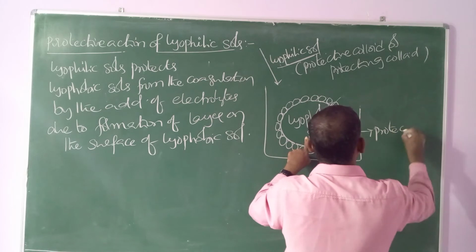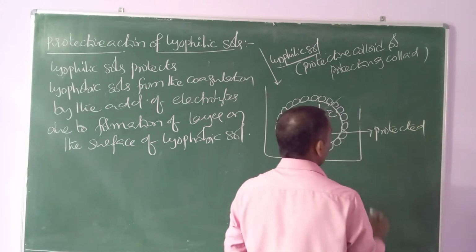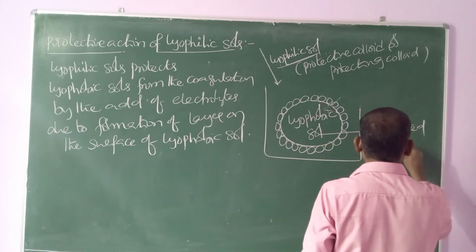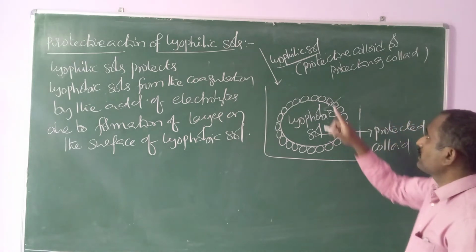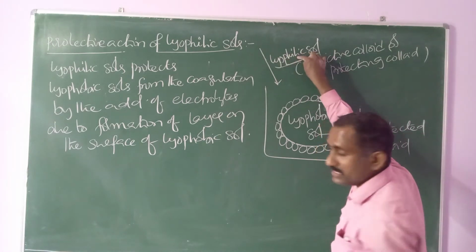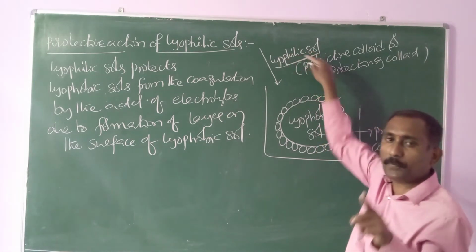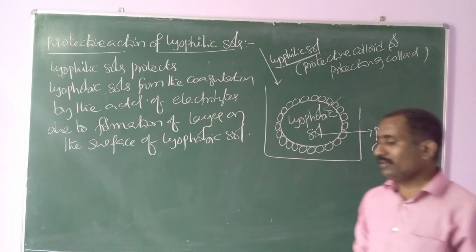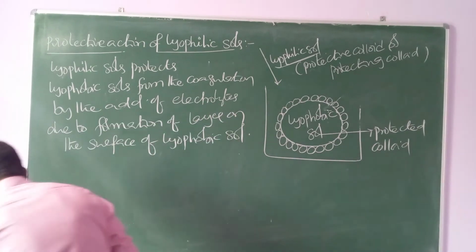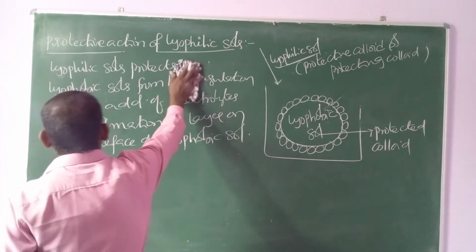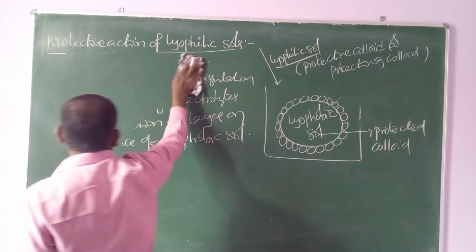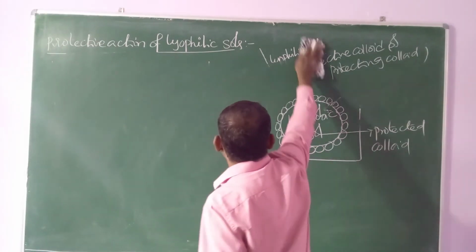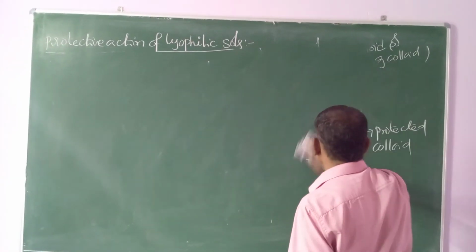It is protected from what? Coagulation. It is the protected colloid. These names you should also remember. Lyophilic is known as protective colloid or protecting colloid. Lyophobic is known as protected colloid. Hence, a final point you should remember: lyophilic soles act as protecting colloids or protective colloids.